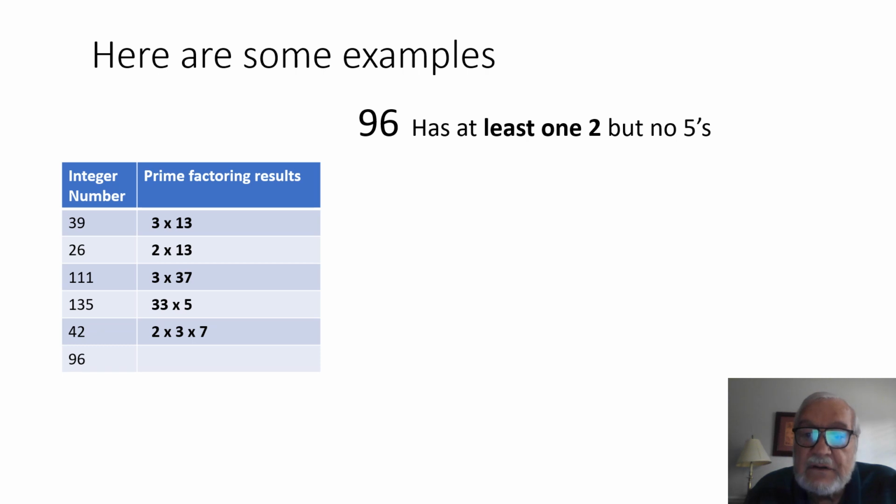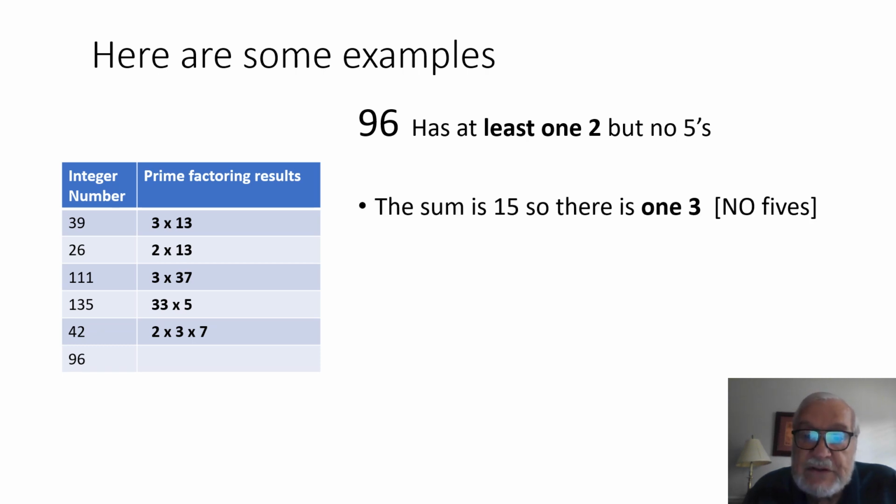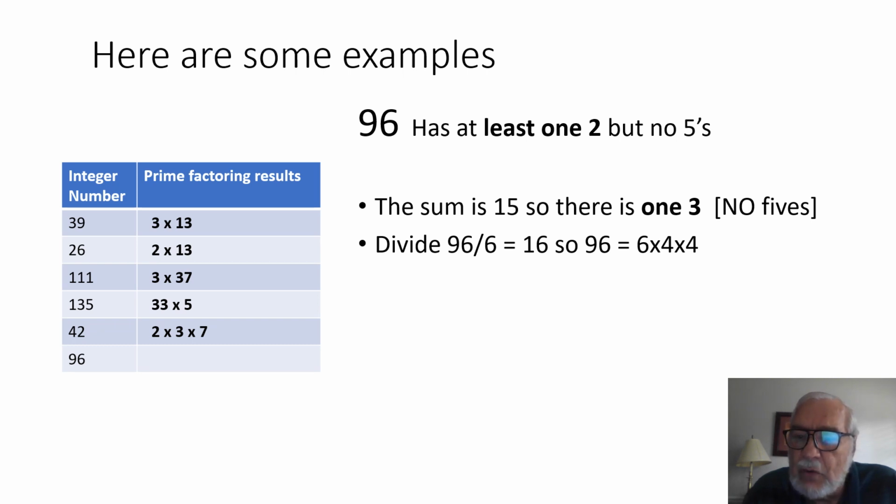96 has a 2, but no 5. When we sum those two digits, we get 15, so that means there's a 3, but no 5's. Remember that. All right, when we divide 6, which is the 2 and the 3, into 96, 6 goes into the 9 one time, 3 left over, 6 goes into 36 6 times. So we have 96 is 6 times 16, but that's 4 times 4.